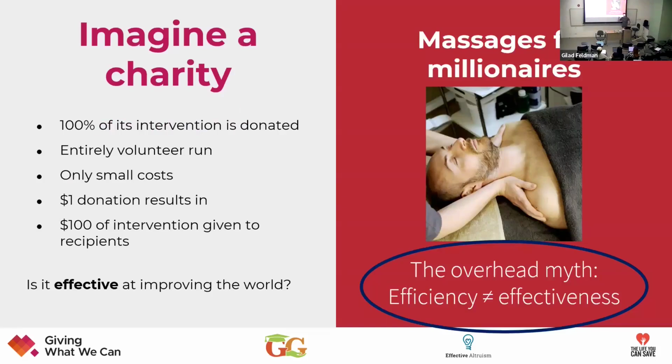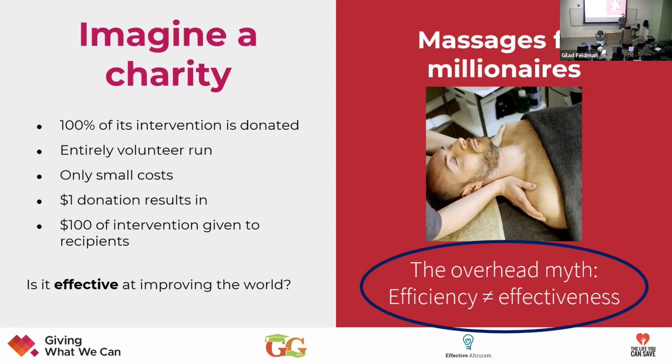There could be some charities that are very efficient. For example, and you'll see in a second a guy called Luke talking about this, there's a charity that gives massages to billionaires. So if you donate to this charity, you can sponsor a 1-hour massage for a billionaire.